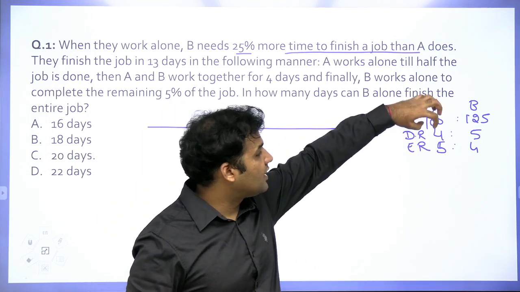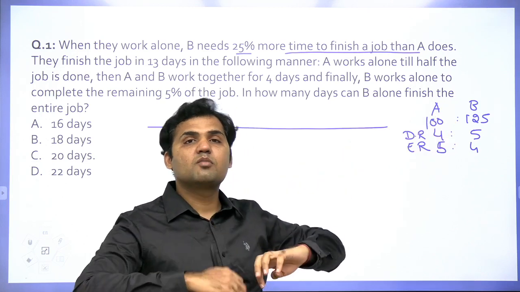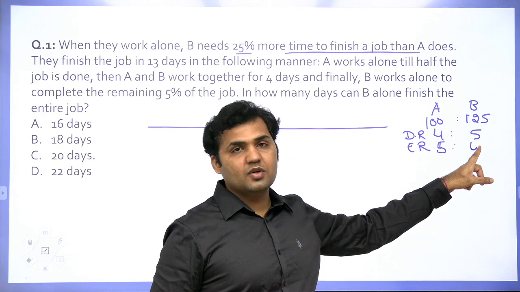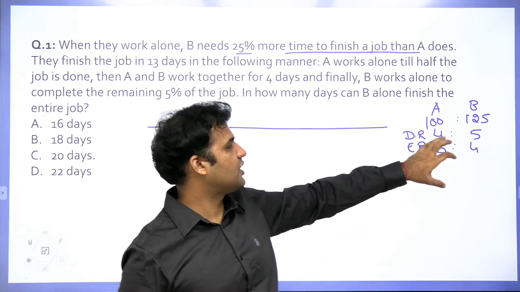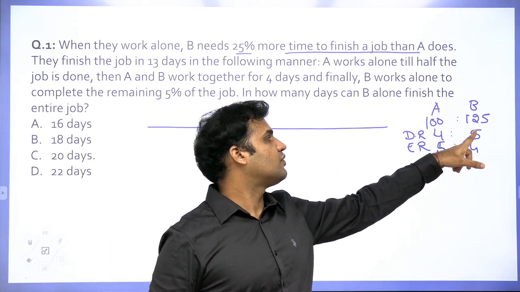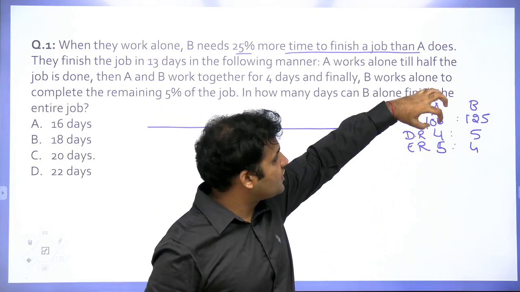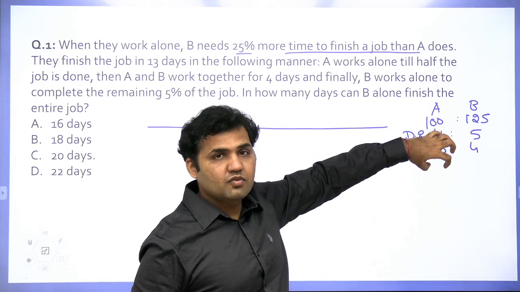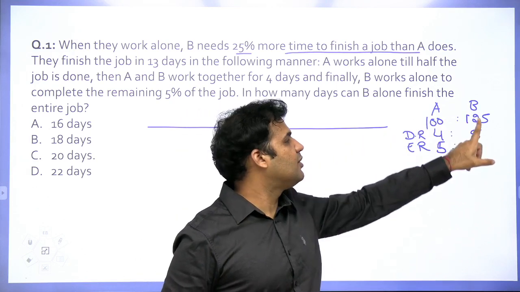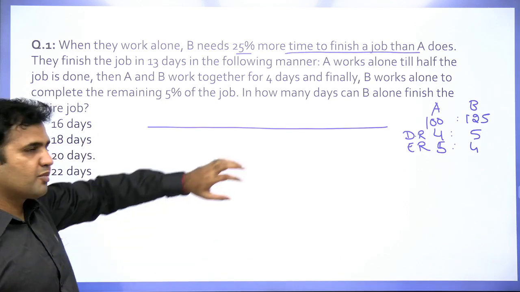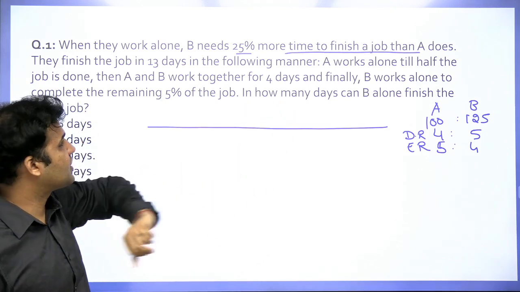If someone is taking less number of days, that means he is doing more work. So days ratio and efficiency ratio are inversely proportional to each other. You can straight away use it as: if days ratio is 4:5, efficiency ratio is 5:4. That means if A is doing 5 units of work, in the same time B will be doing 4 units of work. Now the next information says, I hope you get the concept of efficiency.